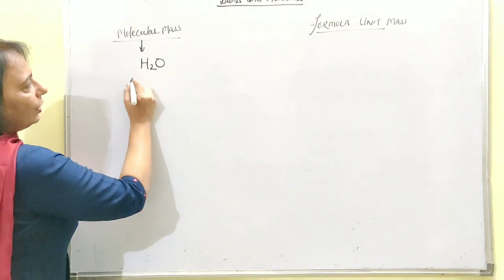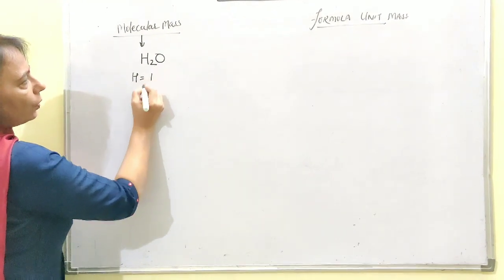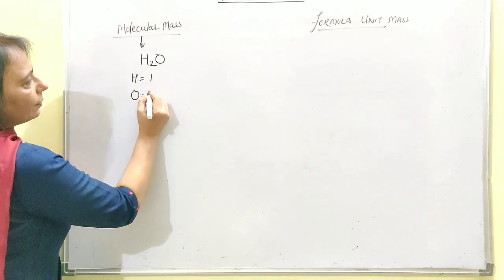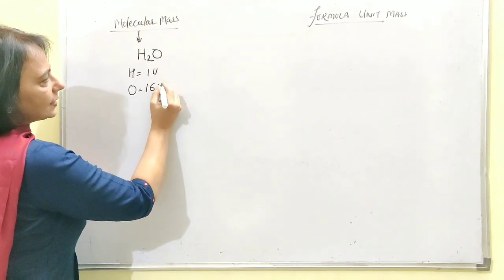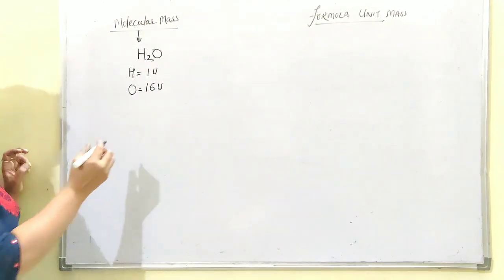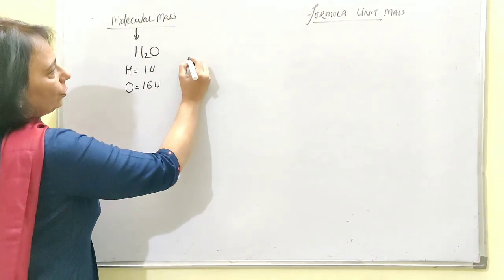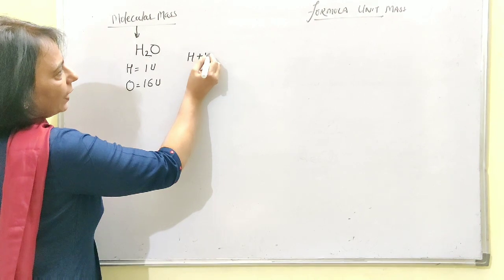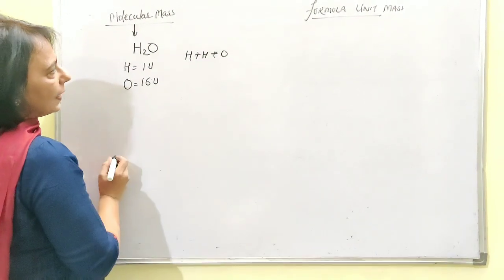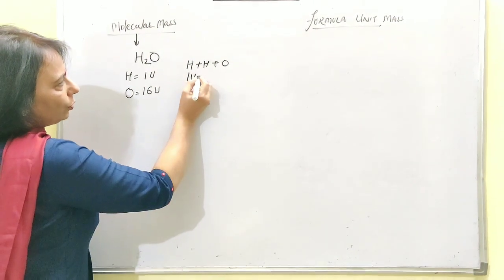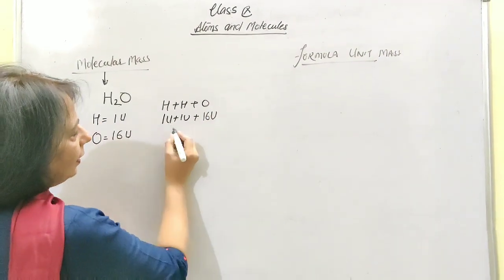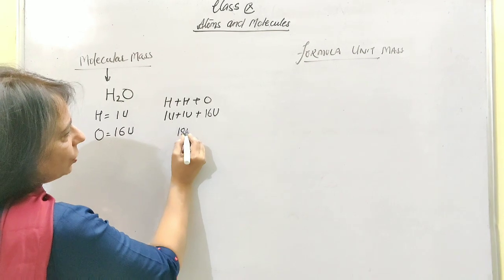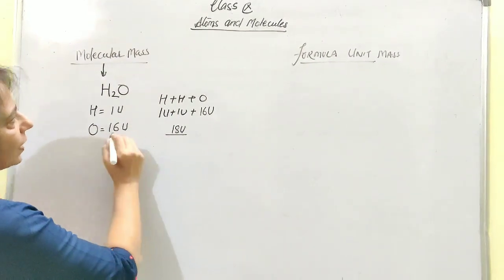Now look, hydrogen is having the mass of 1, oxygen is having the mass of 16. Okay, 1U and 16U. Now you add in the mass. You know there are 2 atoms of hydrogen and 1 atom of oxygen participating. So that means 1U plus 1U plus 16U. Then you will be getting 18U. That means it is the molecular mass of this compound.